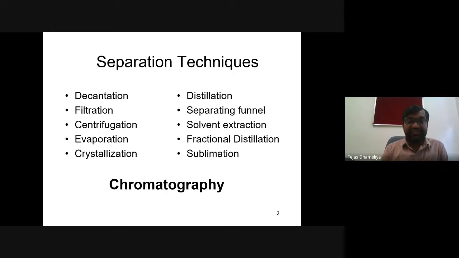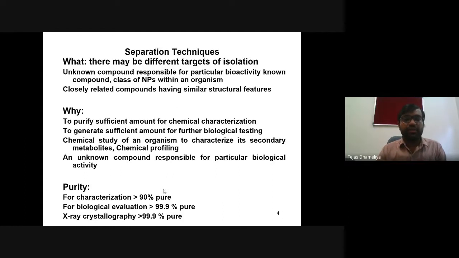The most prominent technique which we have to learn, which is widely used and easily available, is called chromatography. So that we have to understand. So these are the separation techniques. The point is that there may be different targets of isolation depending upon the unknown compounds which are responsible for their biological activity, the classes of natural products with organisms. So they are generally like this.